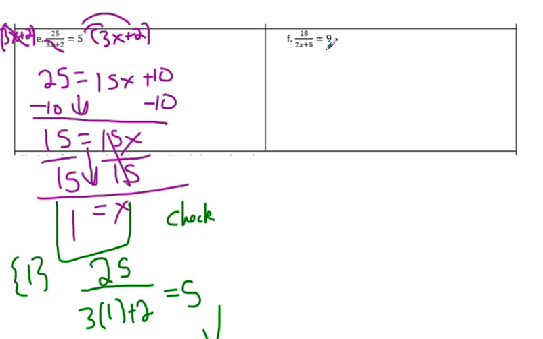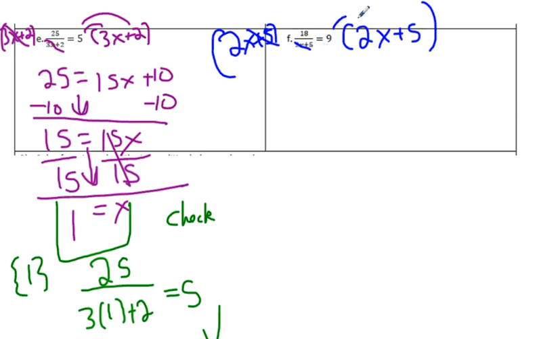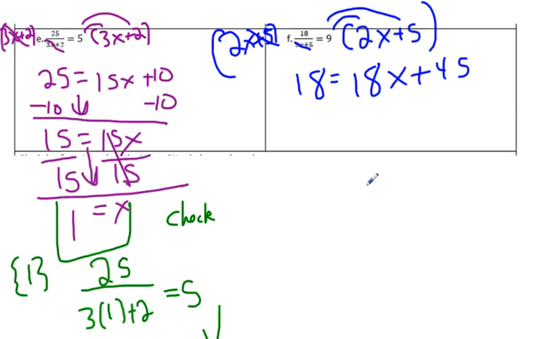So we're going to do the same game plan for f. The expression in the denominator is 2x plus 5, so we're going to multiply this side by 2x plus 5 and multiply the right-hand side by 2x plus 5. So again, denominators cancel. We'll have to go back and check later. The distributive property will give us 18x plus 45.